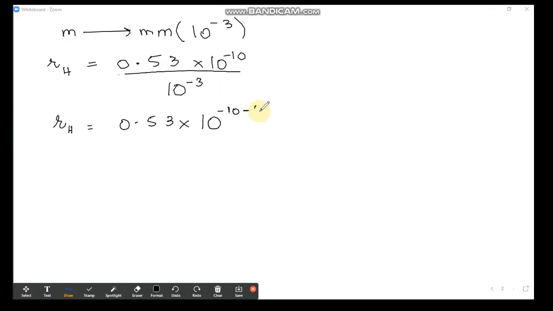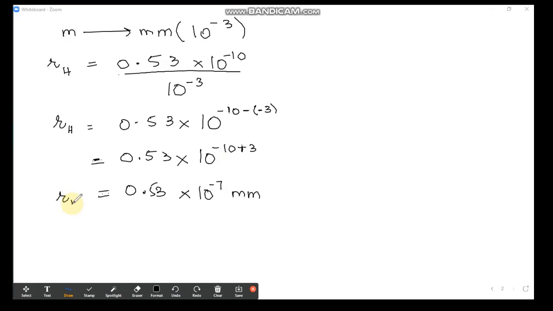And what is the denominator's power? It is already negative 3, so we have to apply the minus sign. We have to solve this first. 0.53 exponent 10 raised to the power minus 10 minus minus 3 is plus 3, so the final answer will be 0.53 10 raised to the power minus 7, so we have the answer in millimeters. I hope you have understood this question very well.